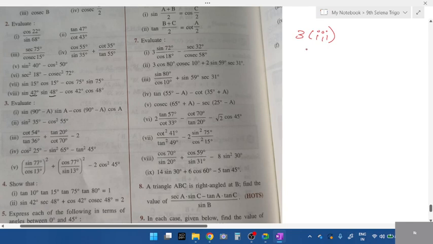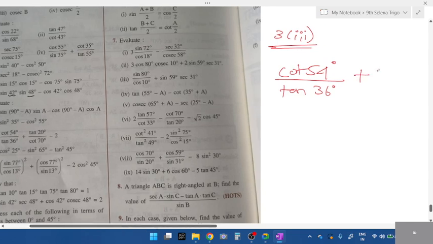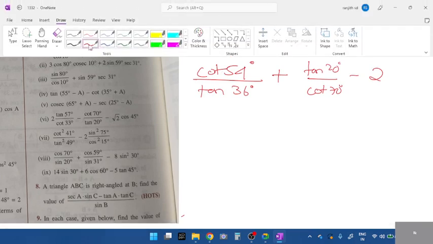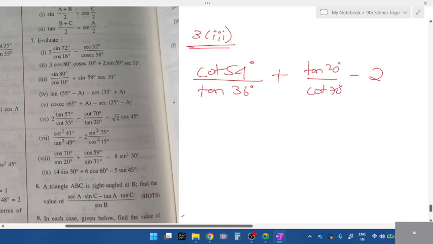You tell me how you will solve the third one, Andrea. Cot 54 is given in the denominator. What do we have? Plus. Tan 20 is given and minus. A very simple question. Which one shall we convert? We have cot and tan. Keep any one value as it is. Which one? Tan. We'll convert tan. We'll keep cot 54 as it is.